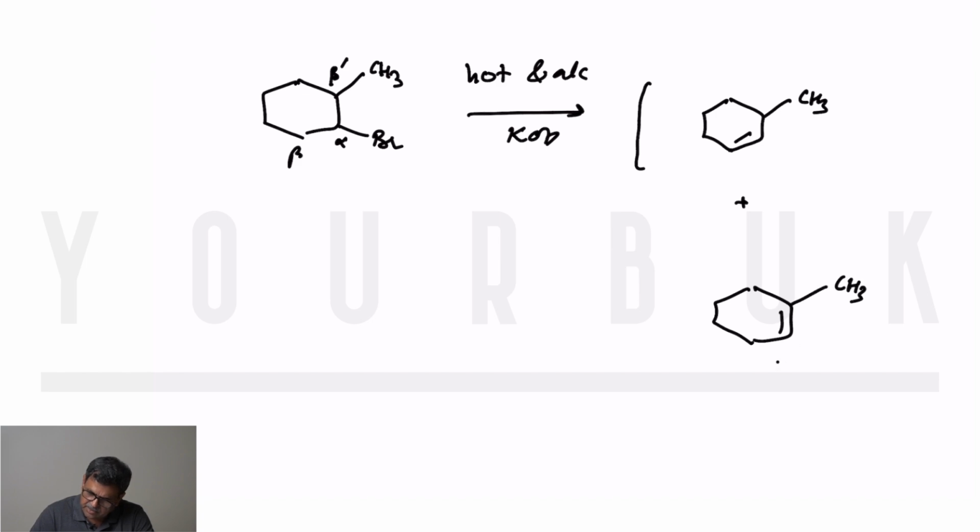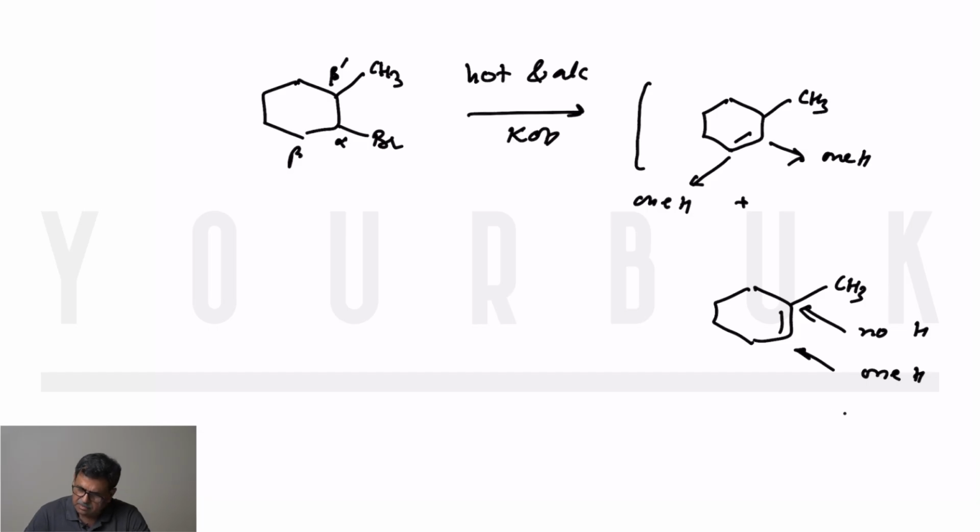But this contains no hydrogen at this carbon. This carbon has only one H. This carbon has one H. This carbon also has one H. So this contains the minimum number of hydrogens. So this is my major alkene. So this is the way you have to select the final major product.